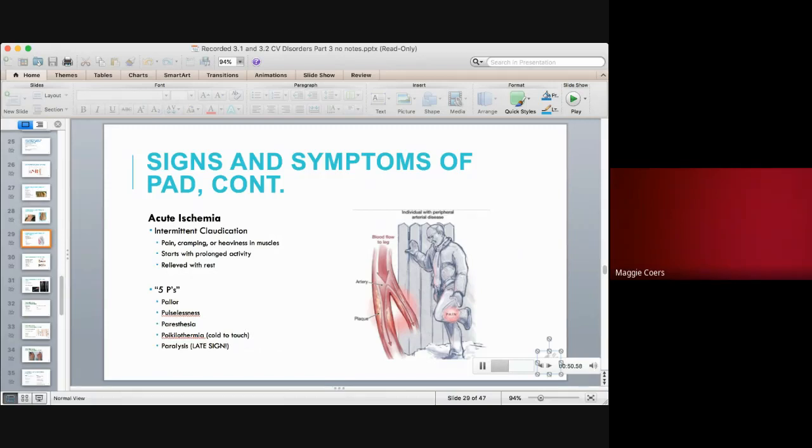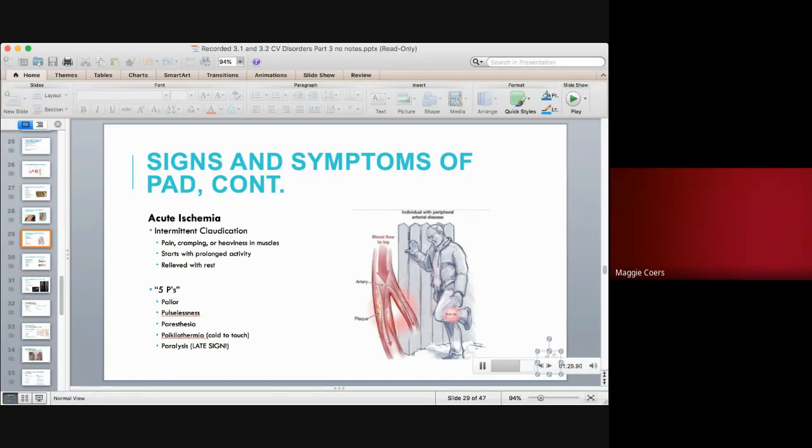Again, if we go back to coronary artery disease, then we call it angina pain. When there's blood flow blockage in the coronary arteries, we have increased oxygen demand to the heart muscle. It's not getting oxygenated, so it causes pain. The same thing happens in the lower extremities; we just call that intermittent claudication. This pain can also feel like a cramping or a heaviness in the muscles, and again, it's relieved with rest.